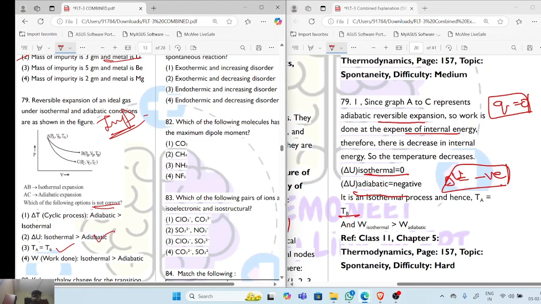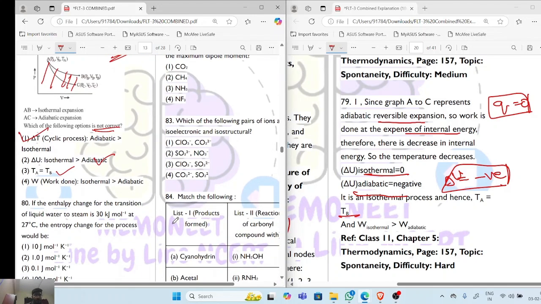And work done for isothermal is greater than adiabatic. Yes, this is true. We can directly calculate by area under the graph. From the area under the graph, we can say B is above the C point, so the work will be greater for isothermal. Means the incorrect answer is option number 1.